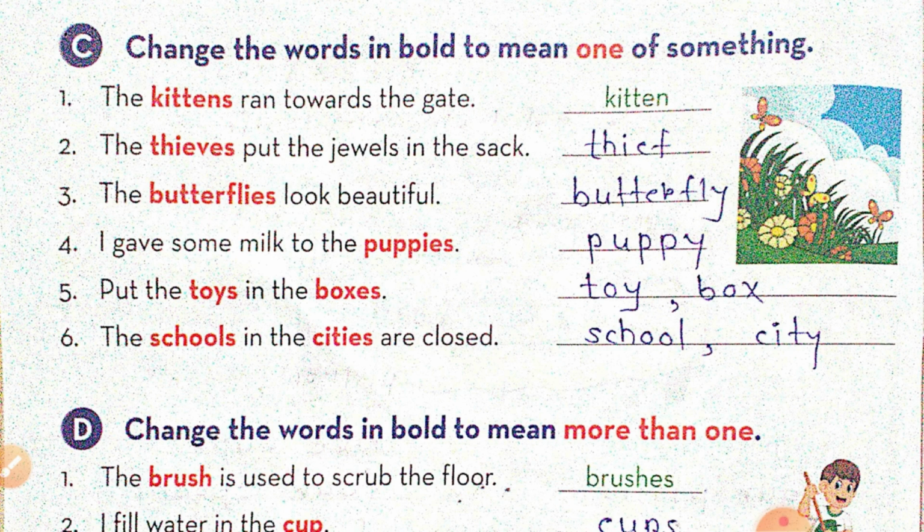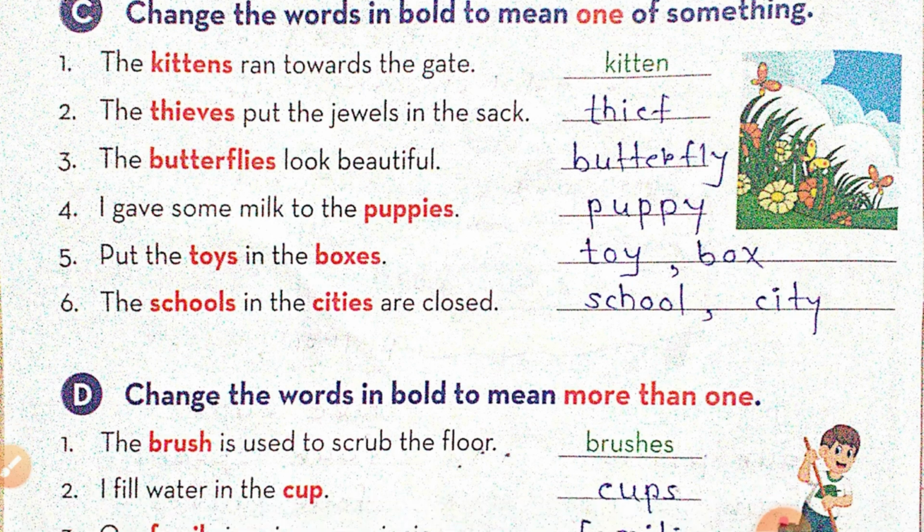Put the toys in the boxes. Toys and boxes. Toys का singular form आएगा toy and boxes का box. Toy means खिलौना. The schools in the cities are closed. Schools, its singular form is school and cities. Its singular form is city. City means शहर and school means पाठशाला या फिर विद्यालय.